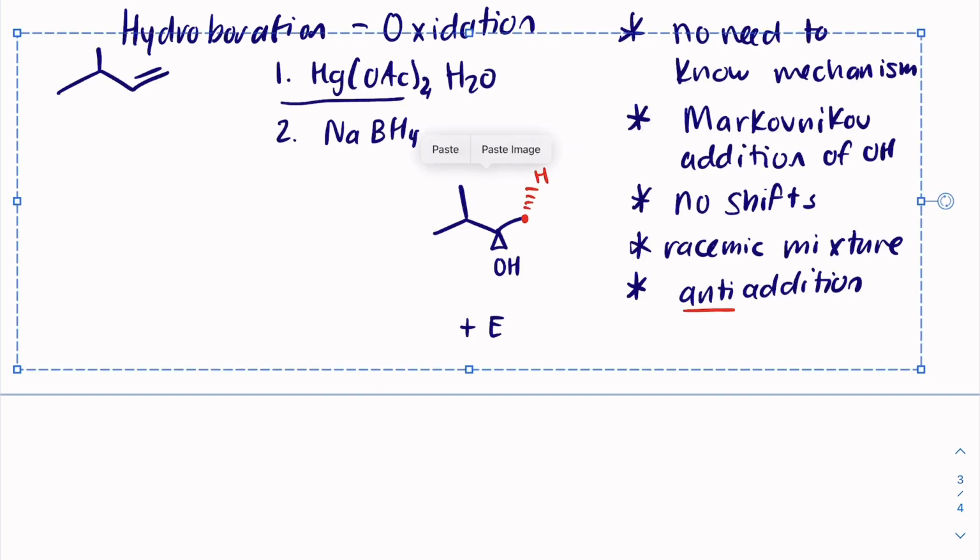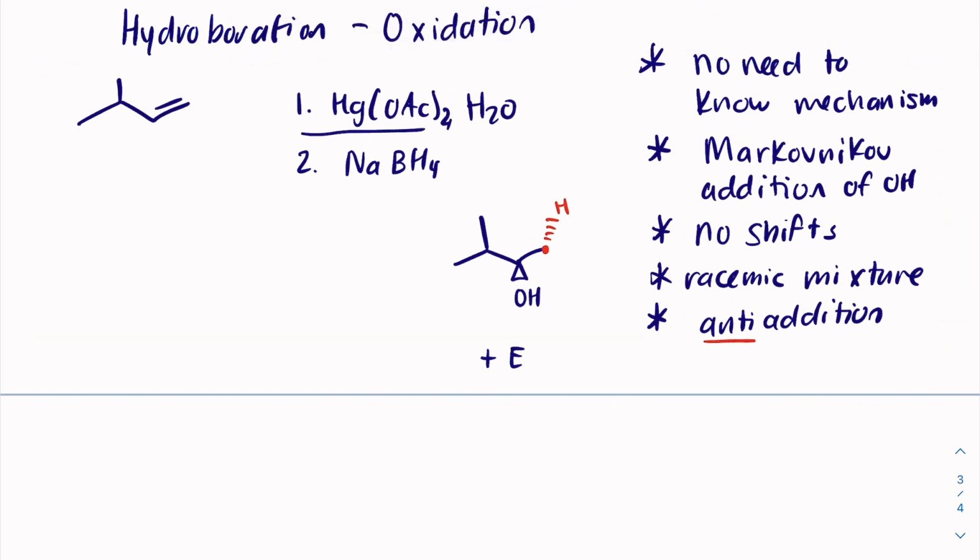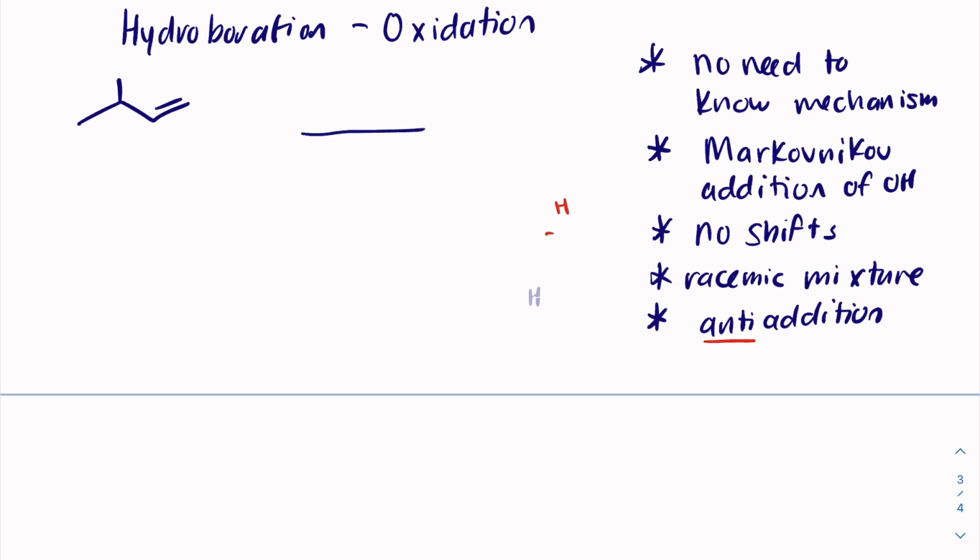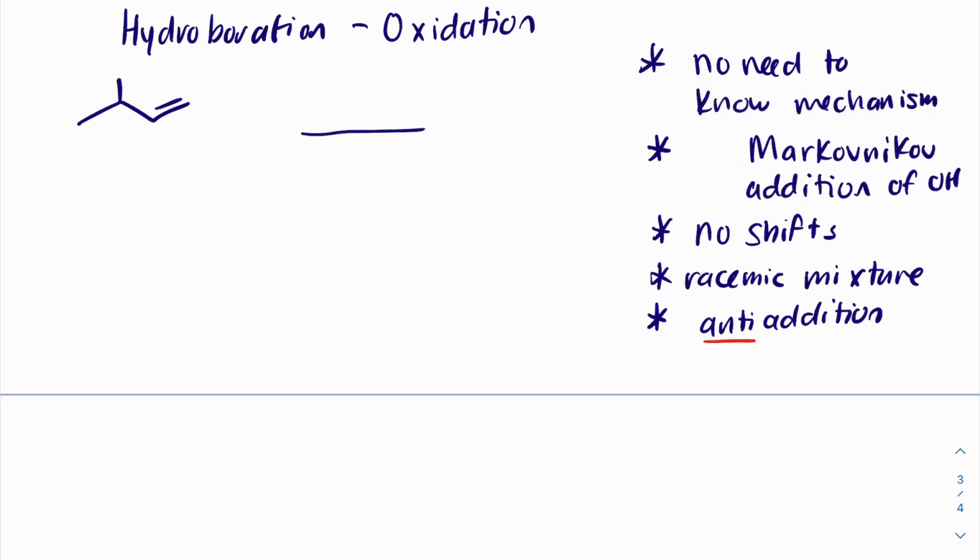So hydroboration oxidation is pretty much the opposite of the one we just did, oxymercuration demercuration. So there is no need to know the mechanism, except instead of Markovnikov addition of an alcohol group, you might be able to predict, we're going to call this anti-Markovnikov. It does have no shifts. It does produce a racemic mixture, except instead of anti-addition, it's going to be syn addition.